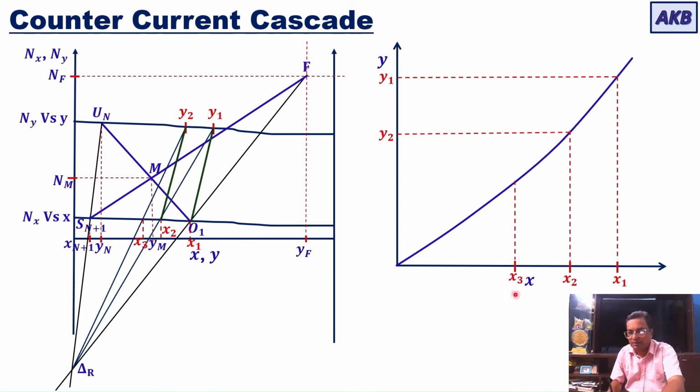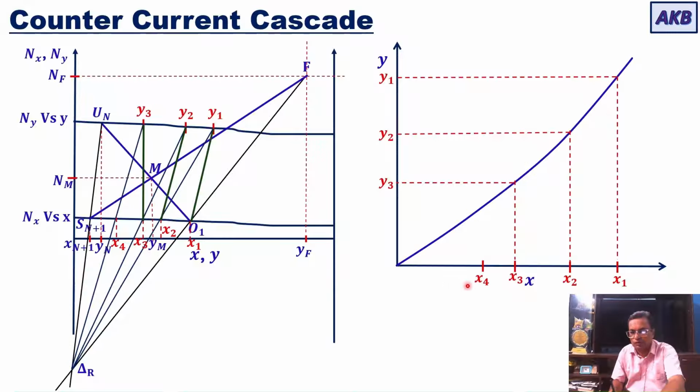Come back to the equilibrium diagram. Find out the value of Y that is in equilibrium with X3. Take this value of Y3. Locate it on NY versus Y curve. X3 and Y3, they are in equilibrium with each other. They will be connected by a tie line. Then I will connect Y3 with delta R. I will get this point. I will call it as X4.